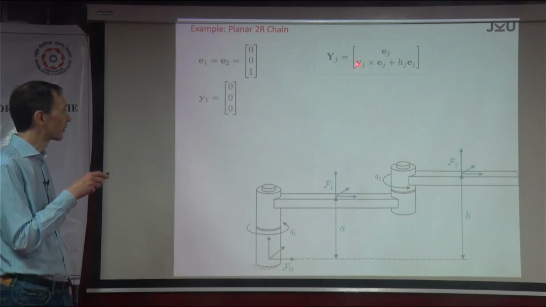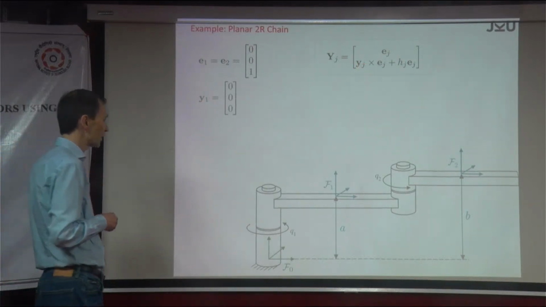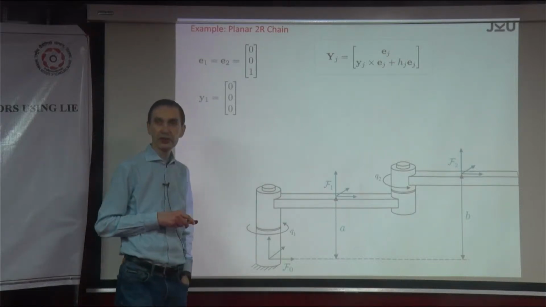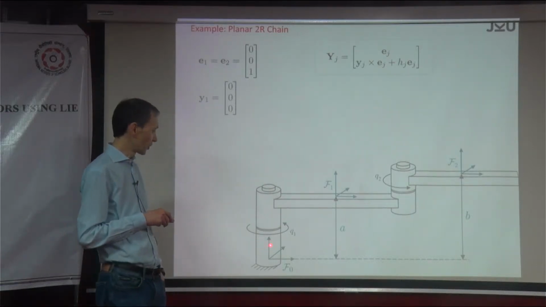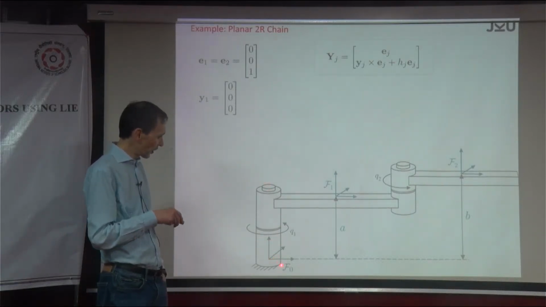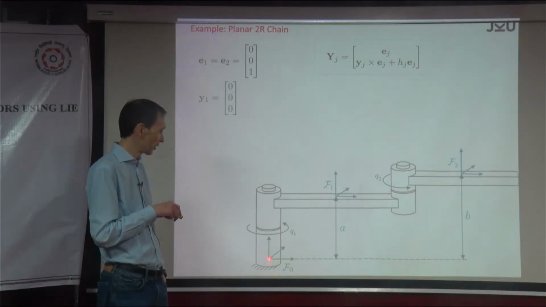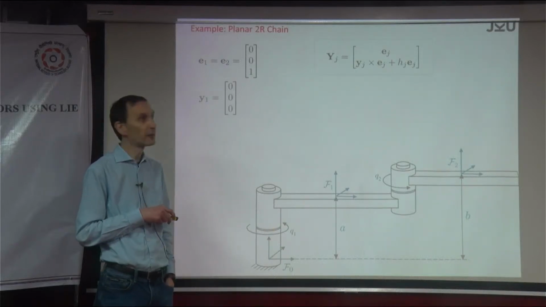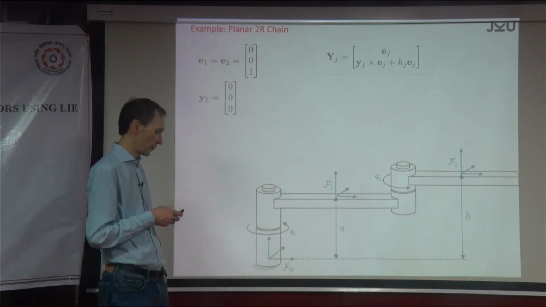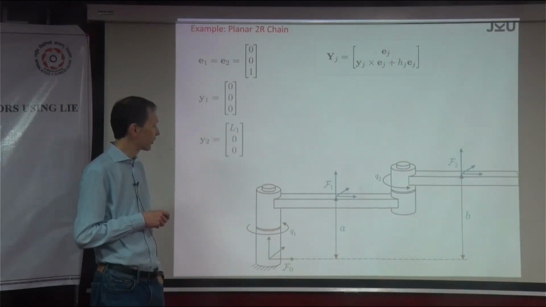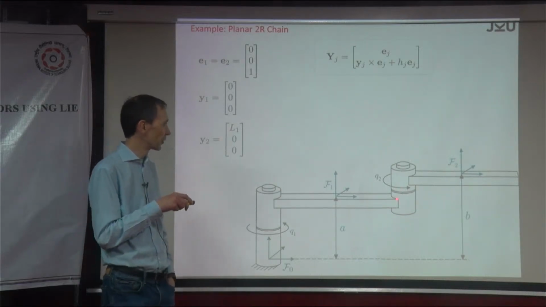The little y is the position vector to a point on the joint axis. Now this is very simple here, to make it really, really simple. I have placed the space fixed frame at the axis of the first joint. That means the distance from the origin to the axis of the first joint is 0. Then we have the second joint, this one.